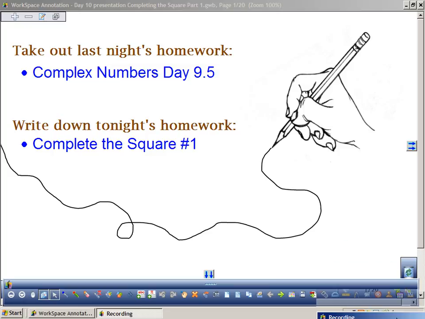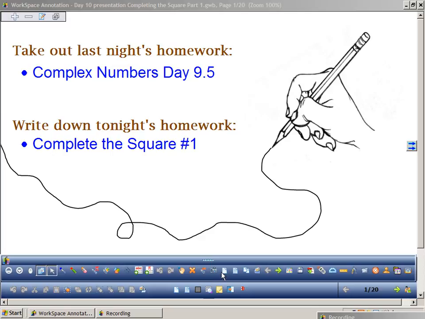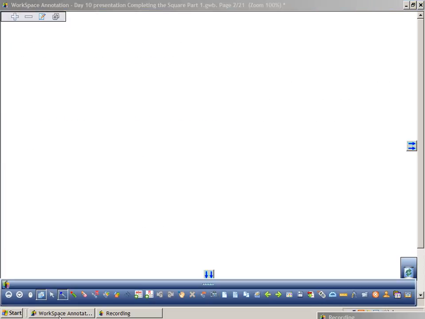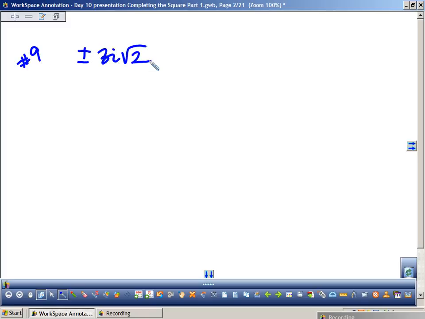Let's go over a couple of these homework problems first. Okay, so number 9 on the back. Number 9 was, if I have two roots that are 3i root 2.